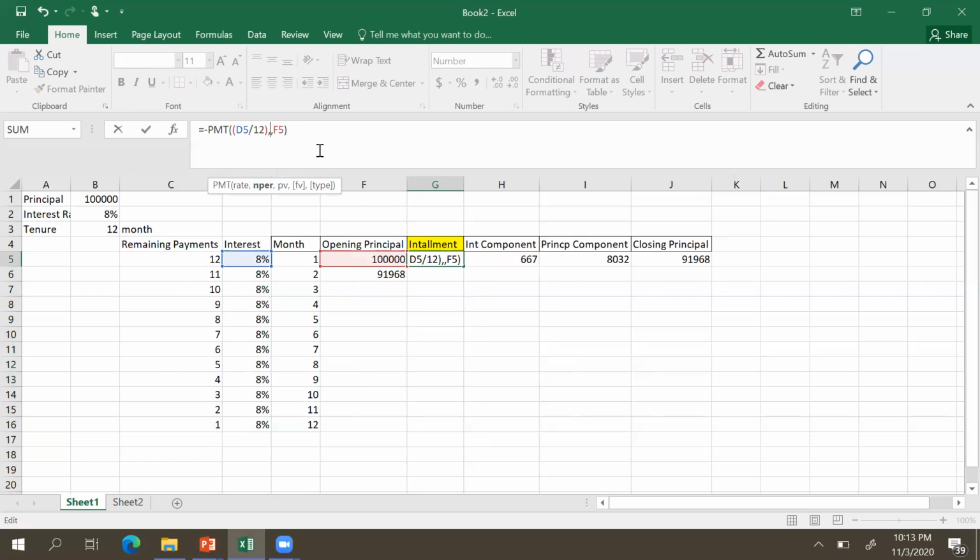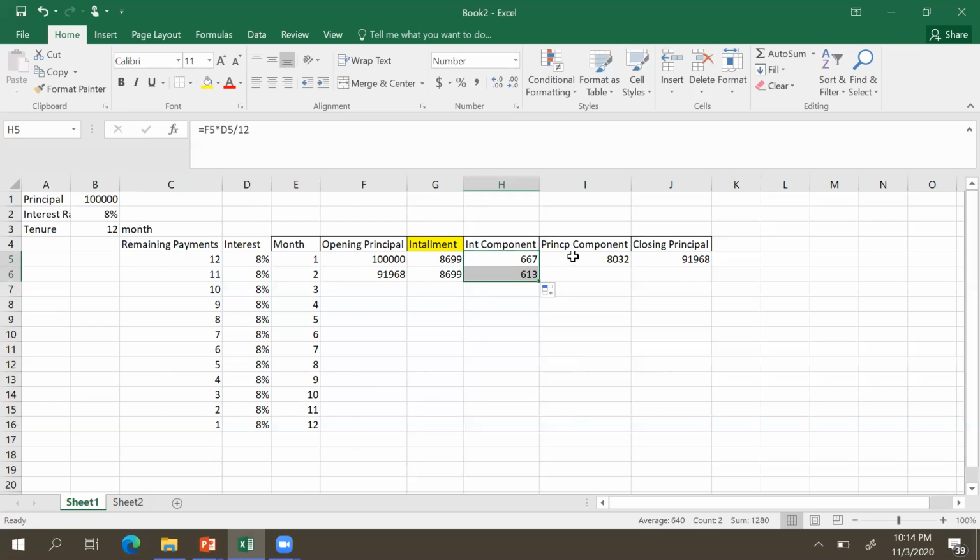Now I will replace the number of payments remaining with this cell. I will adjust it to this cell. Now you can see the number of payments remaining are 11, but the EMI has remained the same because the opening principal has reduced. So we have made this amazing sheet. We will just drag them down, all of them.